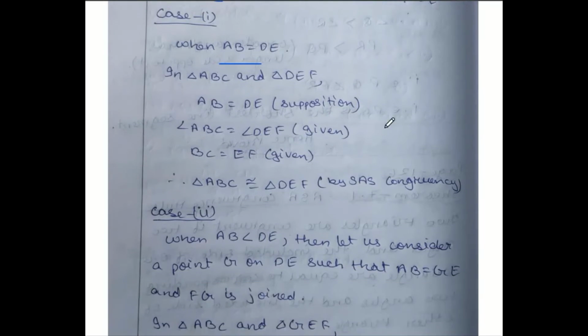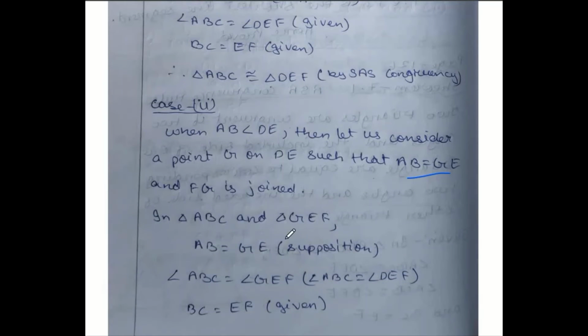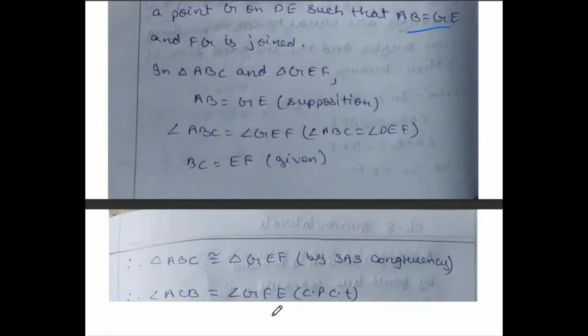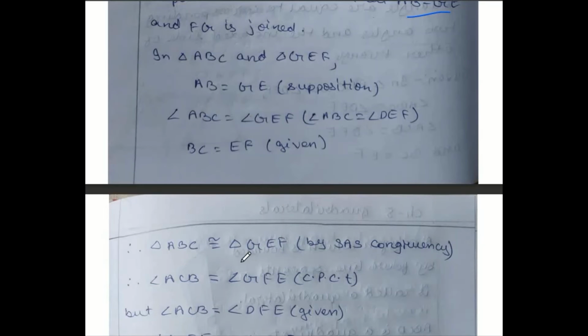So case 2, when AB is less than DE, then let us consider a point G on DE such that AB equals GE, and FG is joined. So we are getting triangle ABC and GEF. In triangle ABC and triangle GEF, AB equals GE, that is by supposition. Angle ABC and angle GEF are also equal because it is given that angle ABC and DEF are the same. BC equals EF, already given. Then triangle ABC and triangle GEF both are congruent by side angle side congruency.